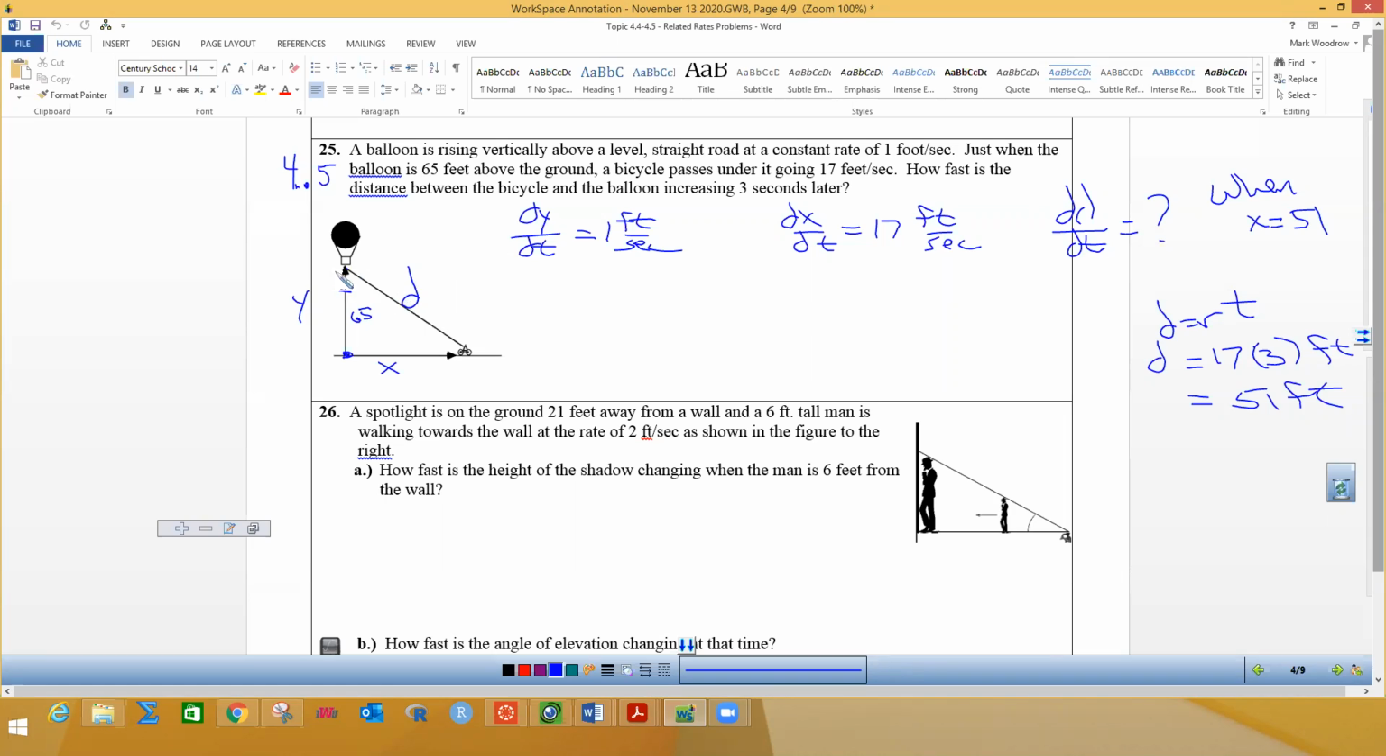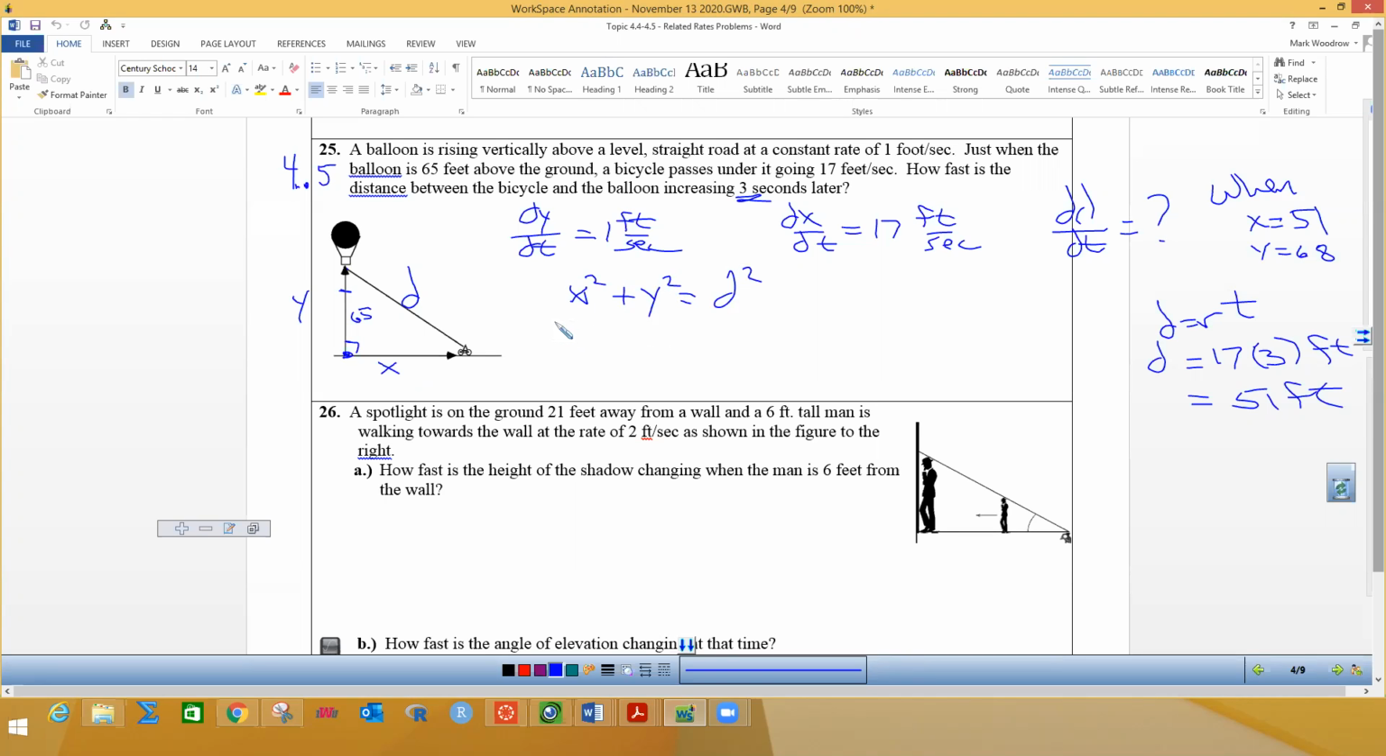So what that means is we're looking at y when x is 51 and y would be 68. Because again, 3 seconds and it's rising 1 foot per second, that's where the 68 feet comes in. So we are going to use this in order to find our dd/dt. Well, we have to know that this is a right angle. We're going to say there's no air blowing the balloon sideways. It's going straight up. So x squared plus y squared needs to equal d squared.